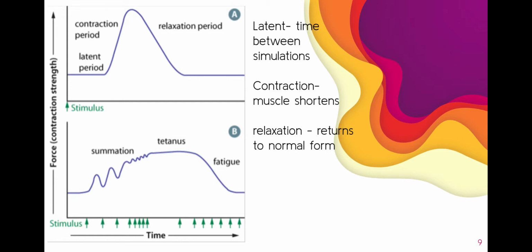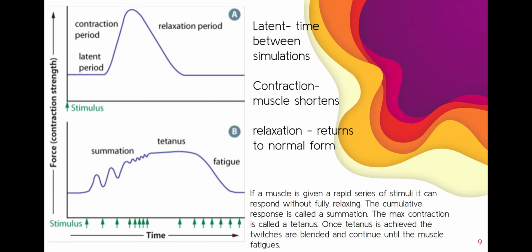The bottom graph, on the other hand, shows what happens when you have a stimulus that continually occurs before the muscle can enter into the relaxation period. So if a muscle is given a series of rapid stimuli, it has to respond without fully relaxing. And it just eventually does what we call a summation. So it just keeps building on and building on that response or that stimuli. Eventually, though, we have to reach a max contraction. We call that tetanus. Our muscle just can't handle it anymore. And then once tetanus is achieved, that's where we see those twitches.